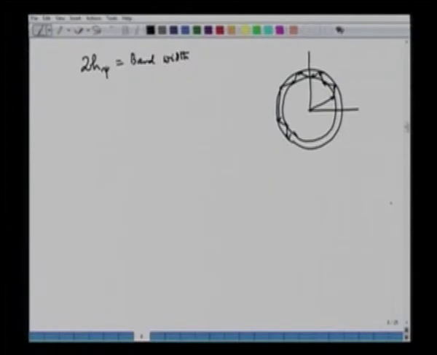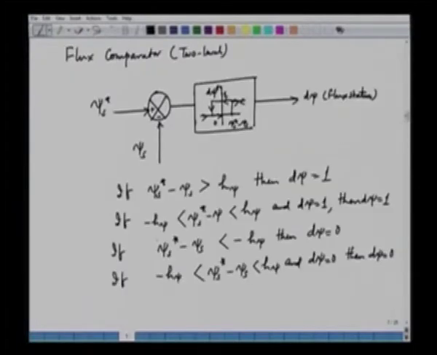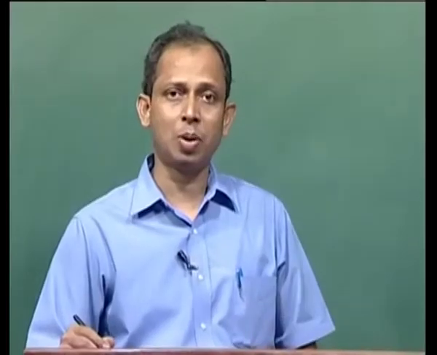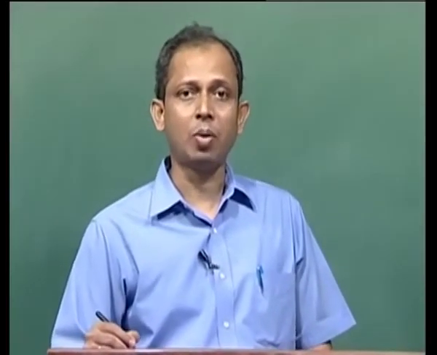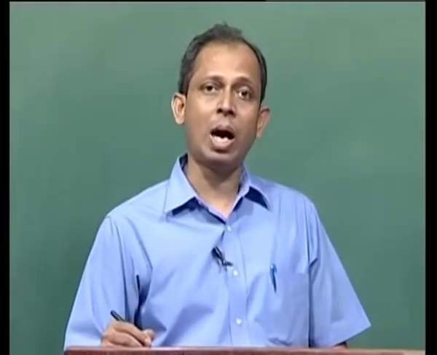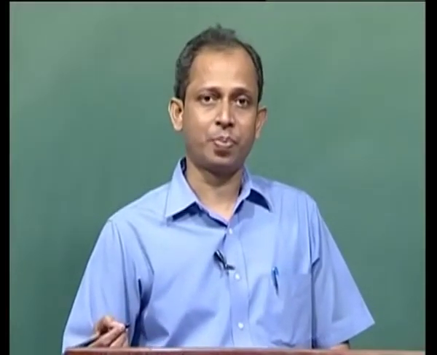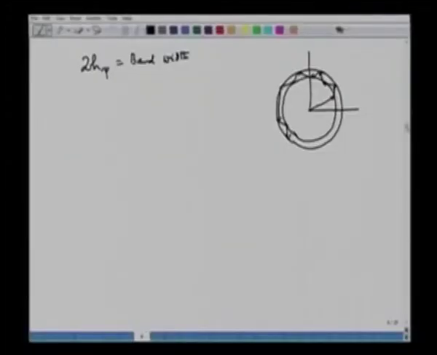And what about the flux status? If we see, the hysteresis comparator here is a two level hysteresis comparator. The output has got two levels, and hence it is called a two level hysteresis comparator. It could be either a 0 or a 1. Now, if d psi equal to 1, it means the flux should be increased. We have two status in this case.